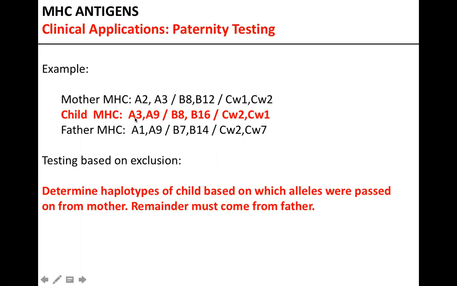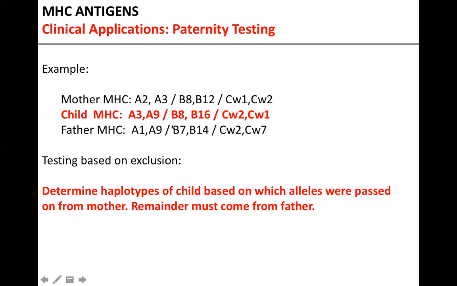So knowing that half of the child's genetic material, MHC profile, comes from the mother, let's start there. Look at what the child has: A3, A9. The mom has A3, so the child got A3 from the mom. The child has B8 and B16, so the child got B8 from mom. The child has C2 and C1, and so does the mother, so one of those came from the mother.